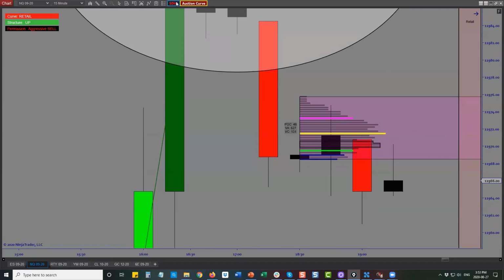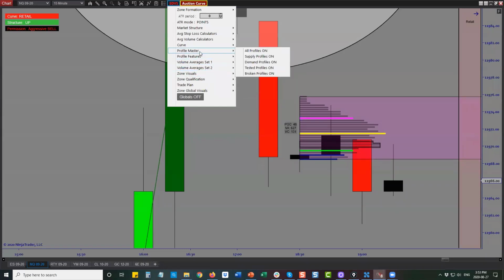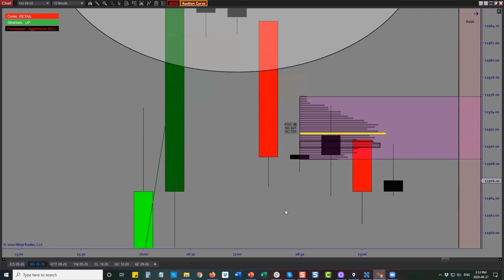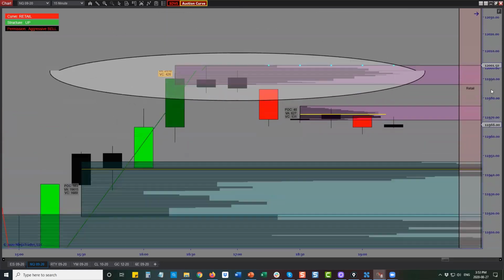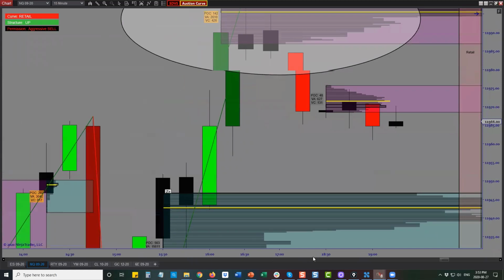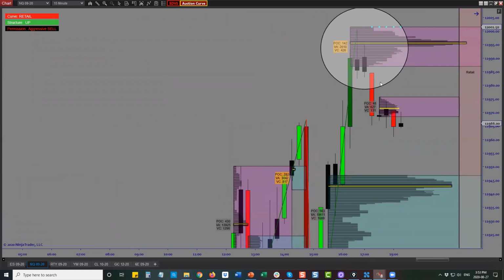So the 2 settings that I normally leave on are my profile features. Let's go in here and I turn off the value high, the value low. I look at those, okay, just like that. Let's wait for a second. Now, I'm not saying that we should sell this supply zone. What I'm saying is that you need to understand this curve map up here and when we should be participating. Make sense?